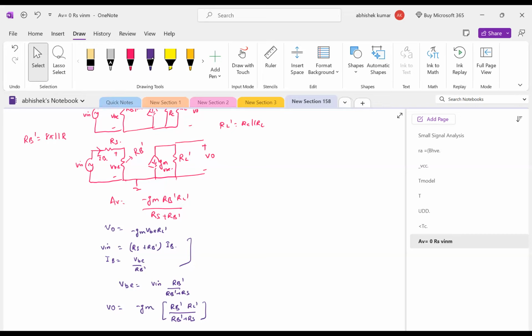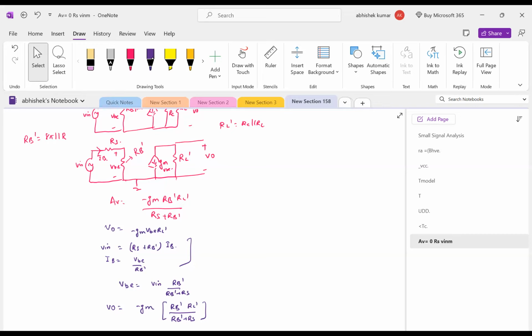What will be the I output? gmVb is a current source or not? So using current division, can I tell that I output is equal to minus gmVb? From here, what current is flowing? Suppose here is I current. This is RC, this is RL, and here I is flowing. So what will you tell I output? Then current division of RC divided by RC plus RL. Right or wrong? Right, sir. Any doubt in this one?